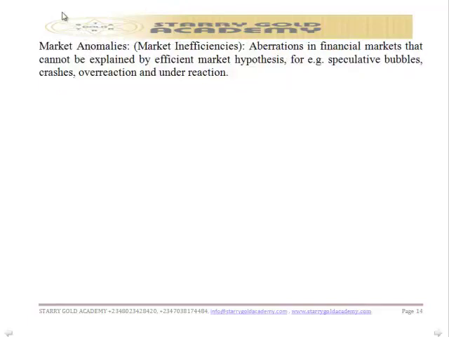The next one is market anomalies. We talked about market inefficiency here. It indicates aberrations in the financial market which cannot be explained by efficient market processes. For example, speculative bubbles, crashes, overreactions, and underreactions. These are the market anomalies.